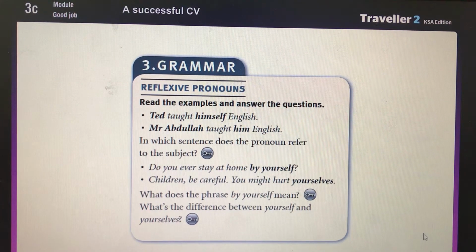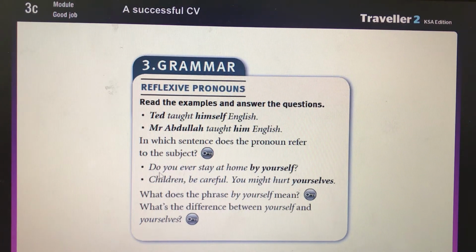Our lesson today is about reflexive pronouns. Read the examples and answer the questions. Ted taught himself English. Mr. Abdullah taught him English. The question is, in which sentence does the pronoun refer to the subject? The first sentence or the second? Himself refers to Ted, or him refers to Mr. Abdullah? Right. Himself refers to Ted. So, in the first example, the pronoun refers to the subject.